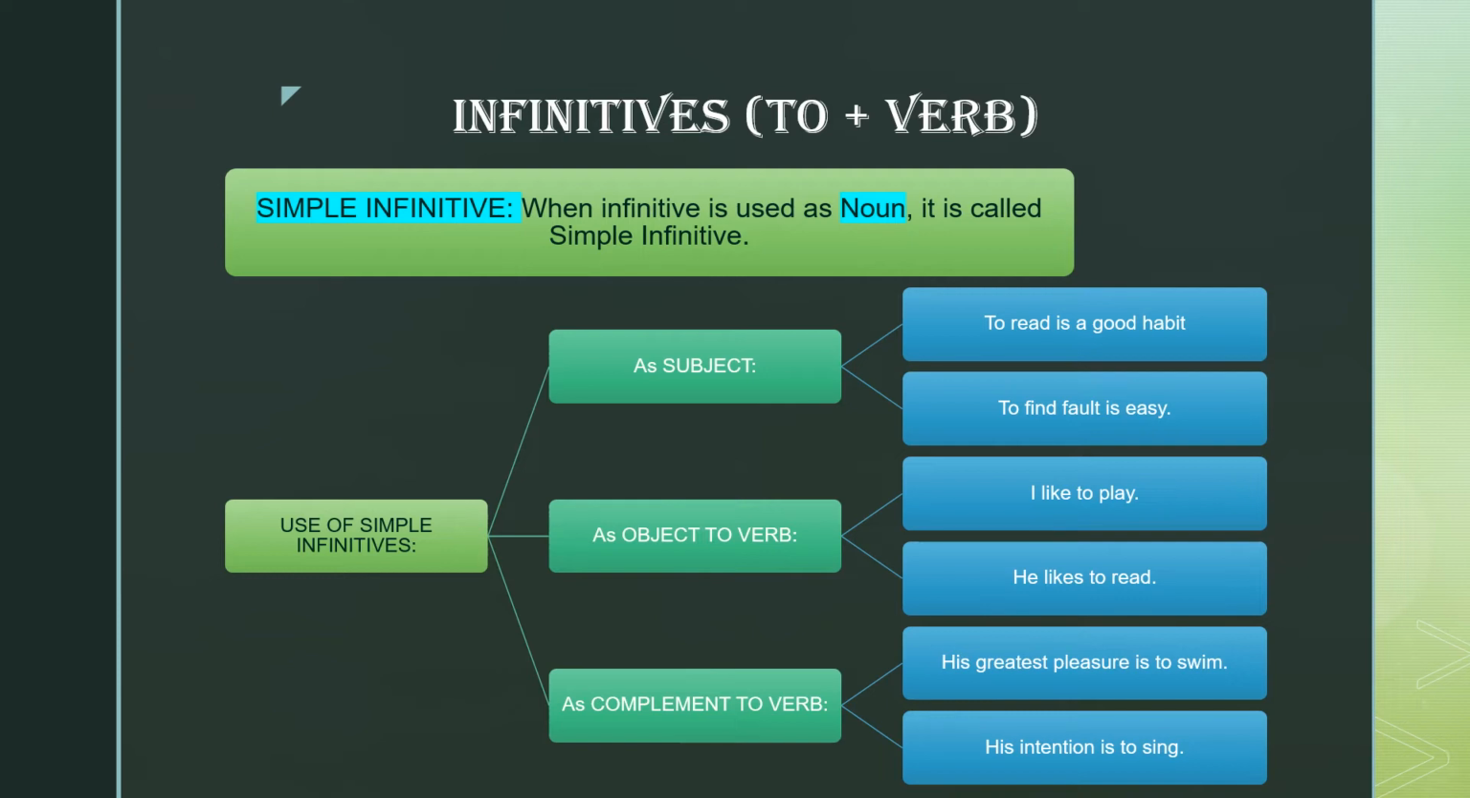His greatest pleasure is to swim. Swim again becomes an infinitive because it is following the word to, and here it is acting as a complement to the verb. How is it acting as a complement? Complement to the verb means it gives something that gives the verb a perfect nature. So his greatest pleasure, what is his pleasure? To swim. His intention is to sing. It is acting as a complement to the action, which is sing.